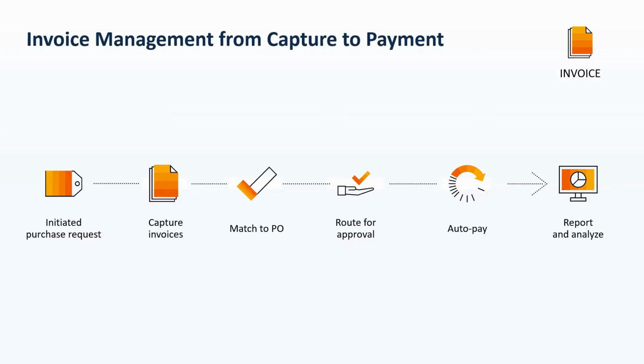And then we've got options around automating the payment process and then outputting reports that could basically give an organization visibility into what was ordered, what was spent, and with whom that spend occurred with from a vendor perspective.